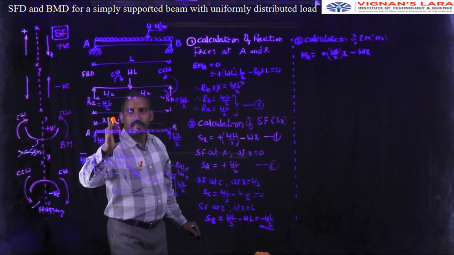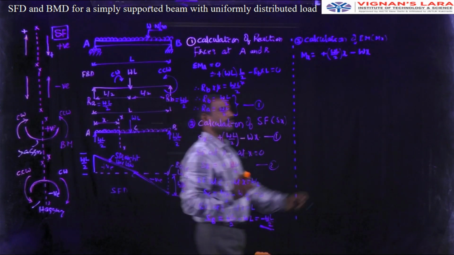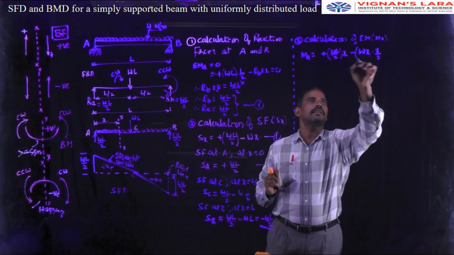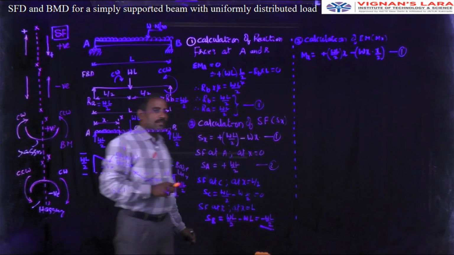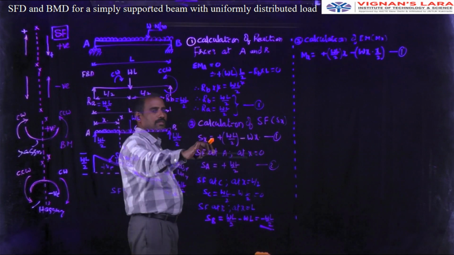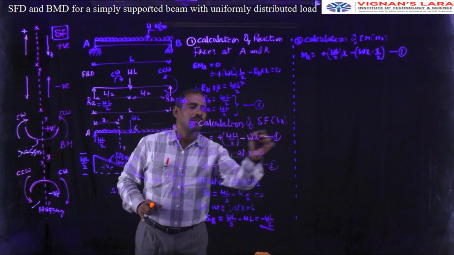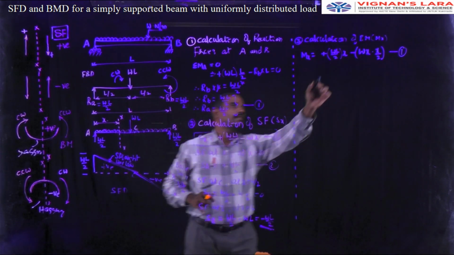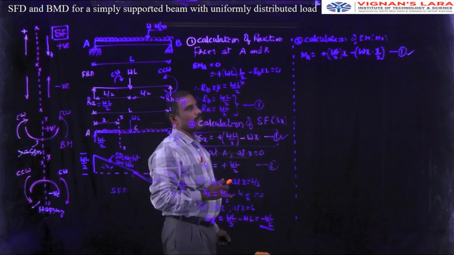The perpendicular distance to the section xx from the support is x by 2. So this is the generalized equation, say equation number 1. You must remember these two equations only. One is the shear force equation, and the second is the bending moment equation. These two equations are very, very important.